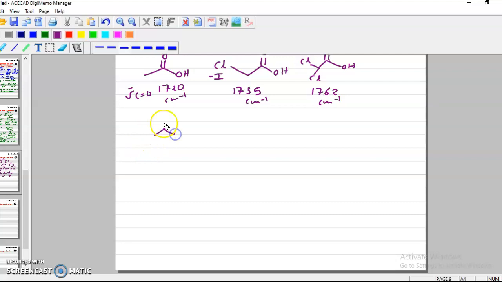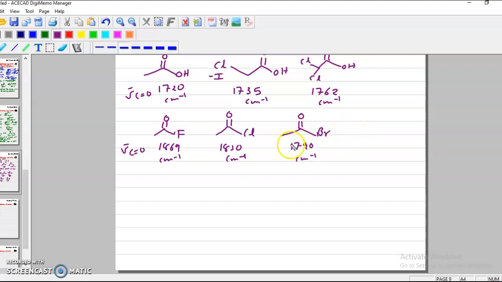One more example. Here we will see acid halides like acid fluoride, in which C=O appears at 1869 cm⁻¹. Now when fluorine is replaced by chlorine, acid chloride, the band appears at 1810 cm⁻¹ because the -I effect decreases. In fact, if you take Br over here, acid bromide, then the band is at 1790 cm⁻¹. So it's very clear that the -I group increases the polarity of C=O, and therefore frequency increases. So this is very clear about the +I group and -I group.